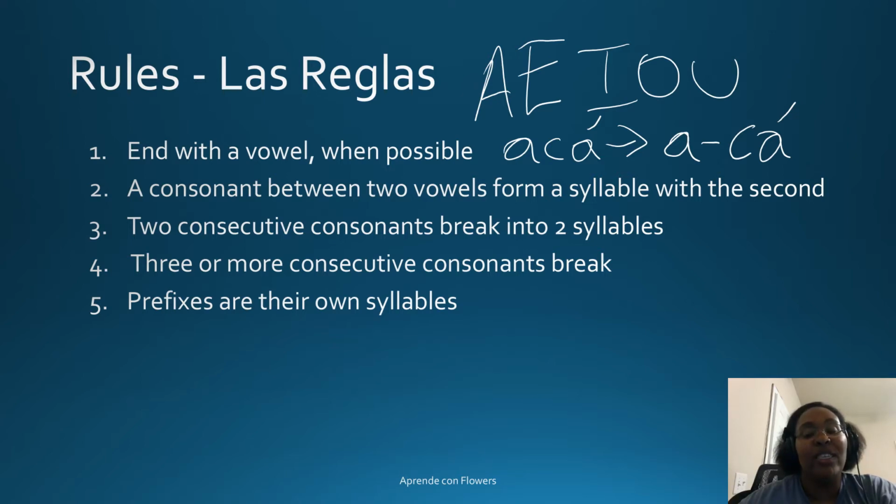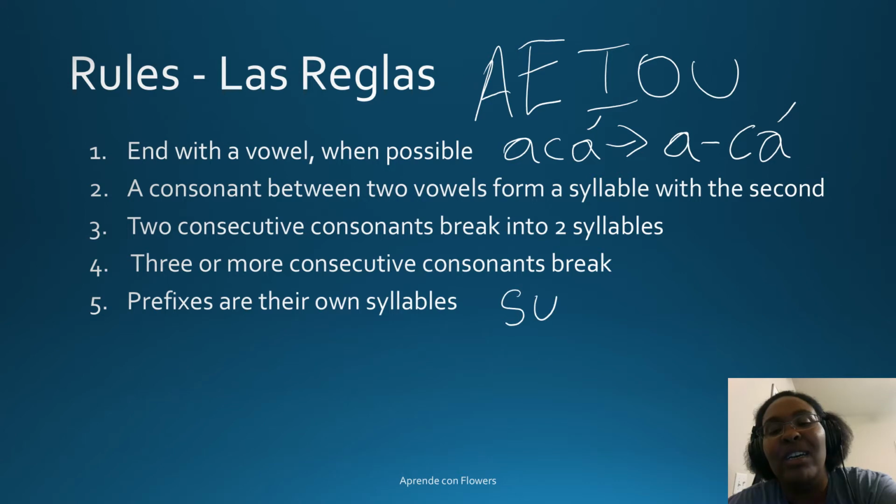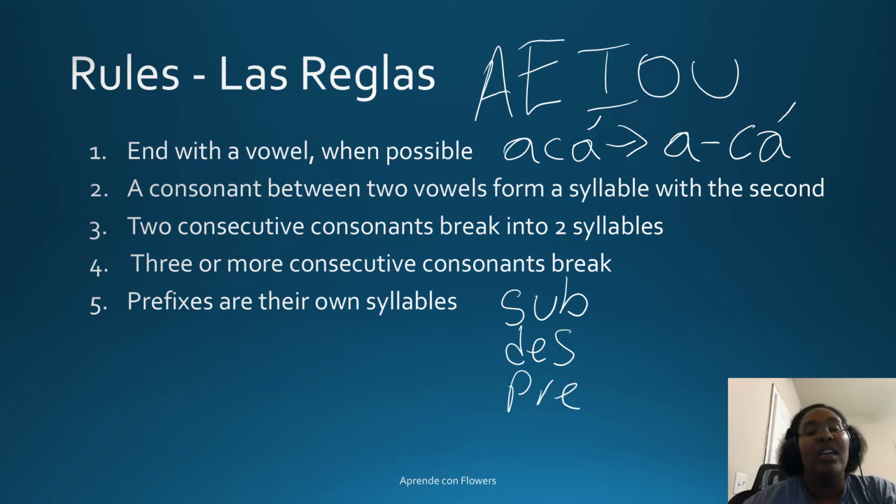If you know what prefixes are in English, they're the same or fairly similar in Spanish. Like we have sub, des, and pre, just to start. Okay? As usual, there are exceptions to the rules.